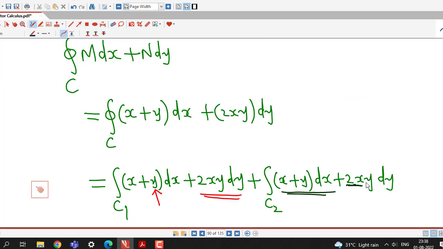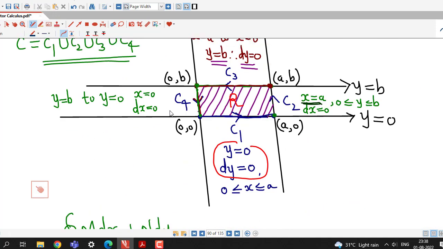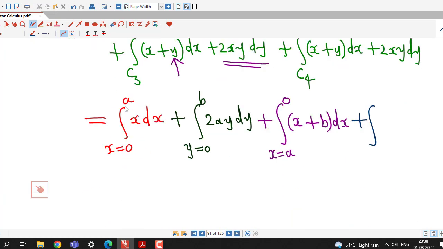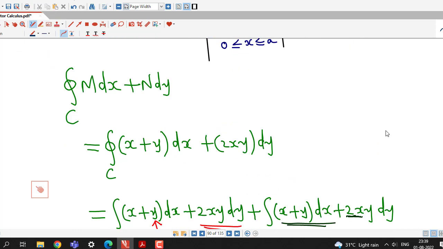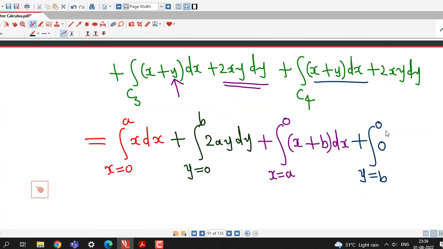Along C4 x is 0. Along C4 we have x equal to 0, therefore dx is 0 and y is from b to 0. So here we write y from b to 0, x is 0 and dx is 0, and because x is 0 we have 0 here. Along C4 x is 0, dx is 0, and because dx is 0, this term is 0, because x is 0, this term is 0.